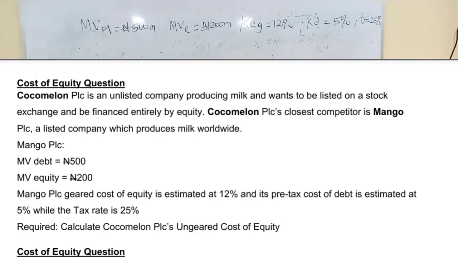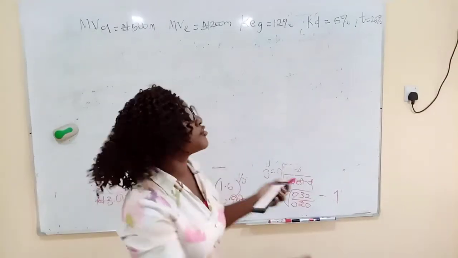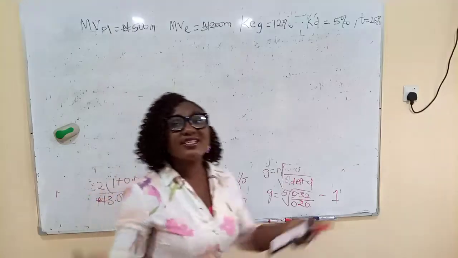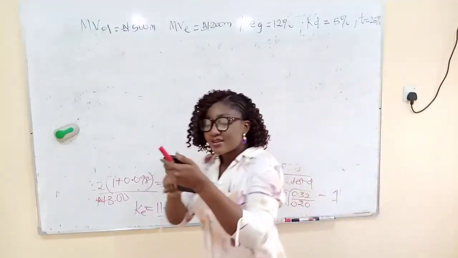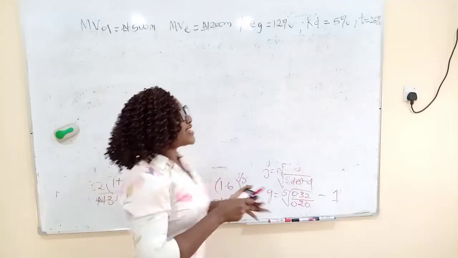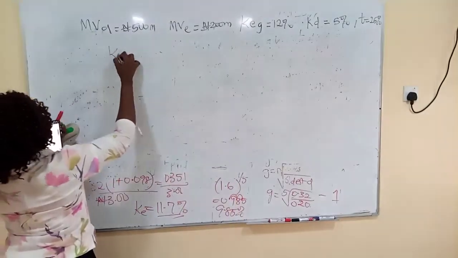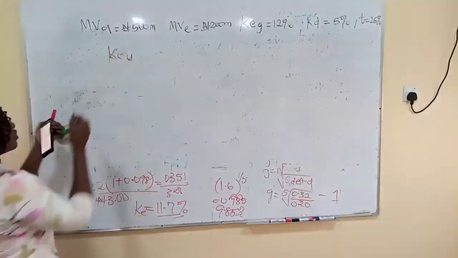Calculate Cocoa Melon's ungeared cost of equity. The thing is that Cocoa Melon is not listed, so it doesn't have all these details. But you can use a similar company, which is Mango PLC's details, to calculate Cocoa Melon's ungeared KEU, ungeared cost of equity.